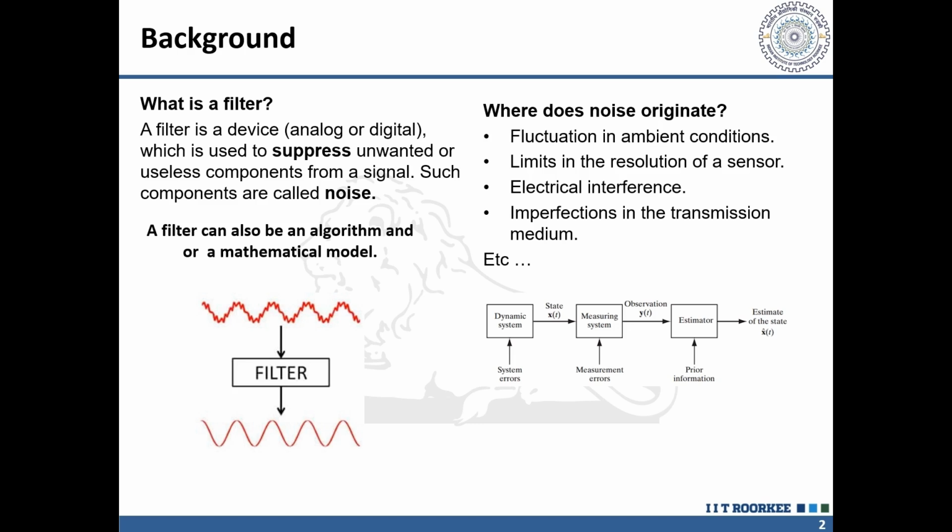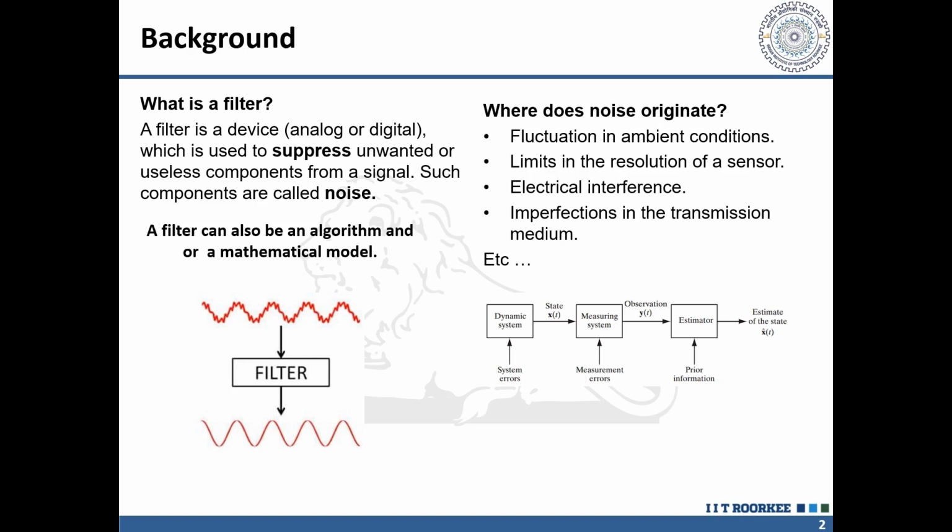Beginning with what is a filter? Well, a filter is a device which may be analog or digital which is used to suppress unwanted or useless components from a signal. Such components are called noise. A filter can also be an algorithm or a mathematical model. This line is highlighted because our discussion will primarily be about using algorithms as filters.